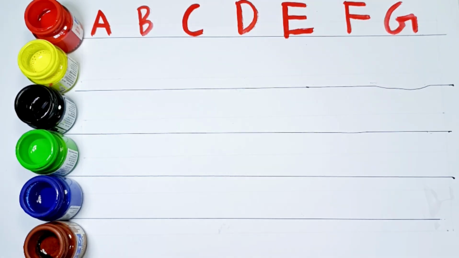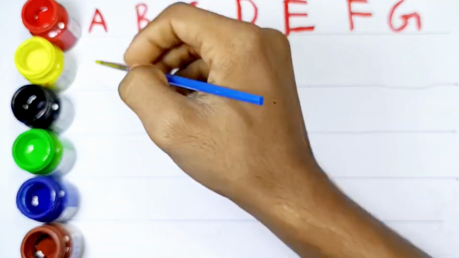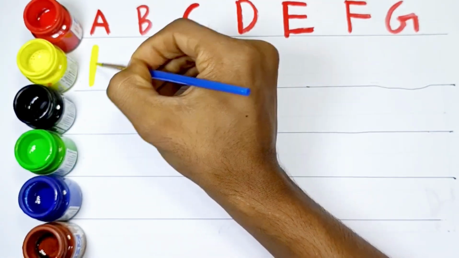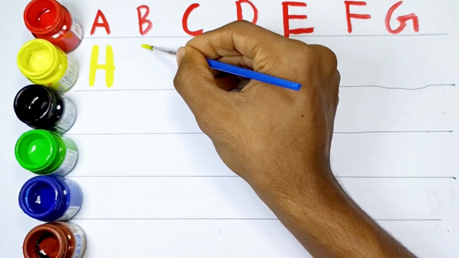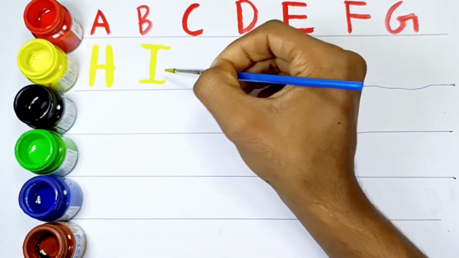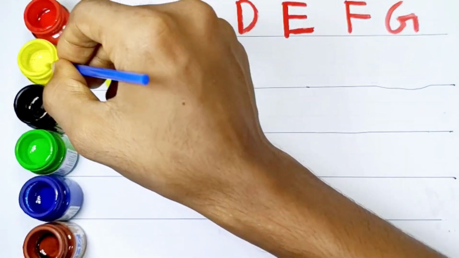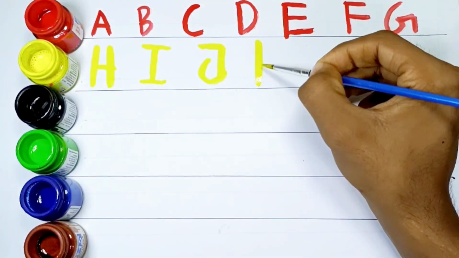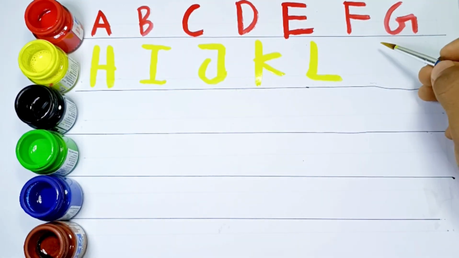G for God. Kids, now you draw H, the alphabets of H, and use yellow color. H for helicopter. I for ice cream. J for joker. K for king. L for lion.